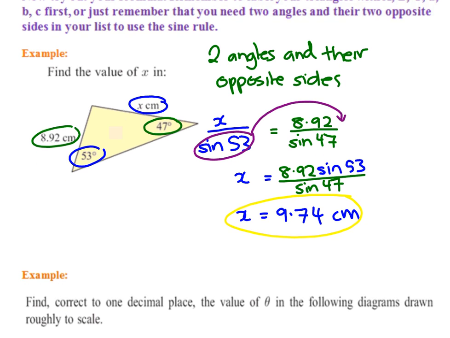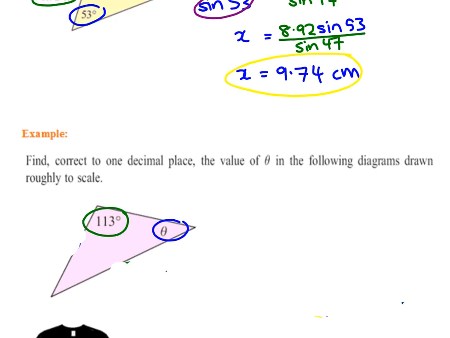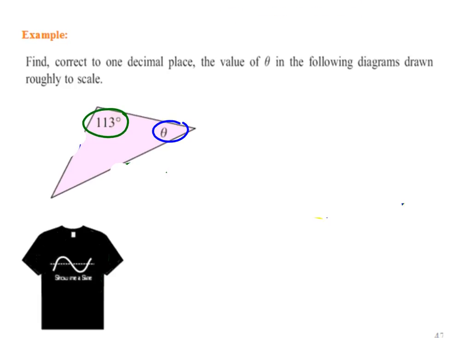Excellent, so that's done. Next example, find correct to 1 decimal place, so be aware of that. Don't do 3 sig figs, or maybe it's the same answer, you never know. The value of theta. So we're finding an angle this time in the following diagram, roughly drawn to scale. So don't use a protractor, of course.